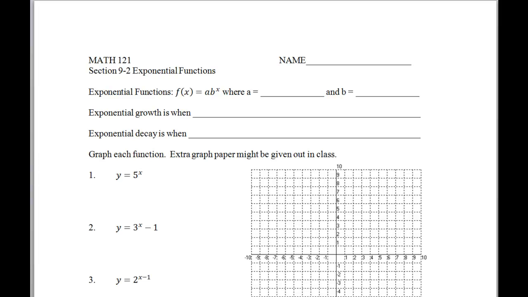We are going to be looking at Section 2 of Chapter 9, Exponential Functions. Now the equation f of x is equal to a times b to the x. A is going to be the start value, or the seed as some might call it, and the b is going to be our rate of growth, or our rate of decay.